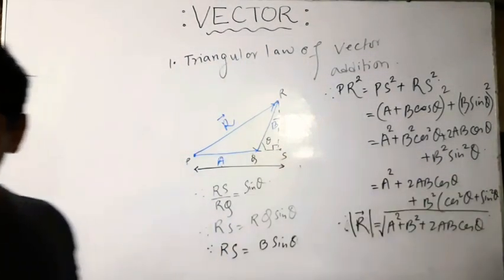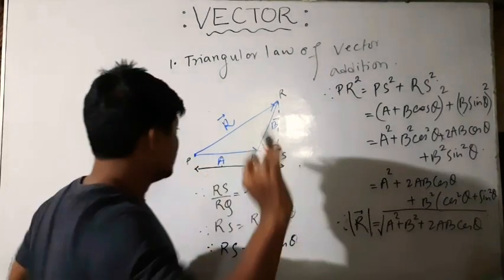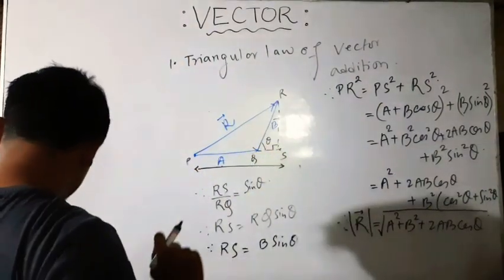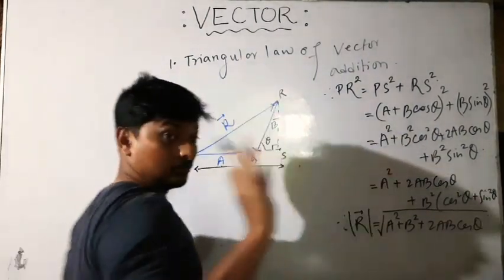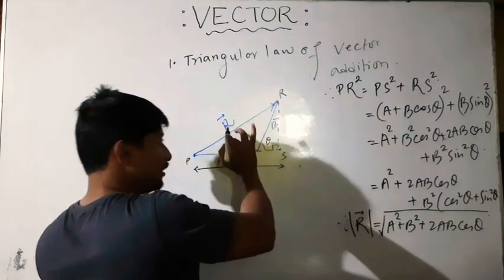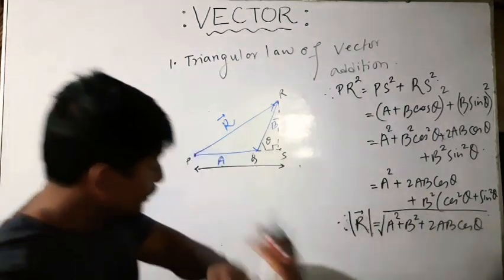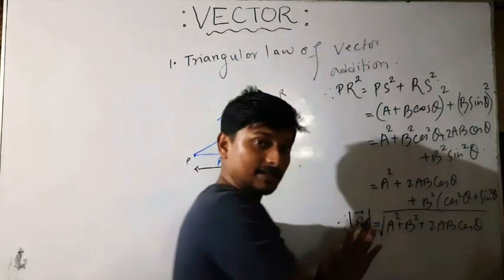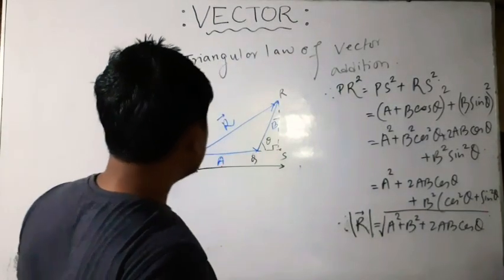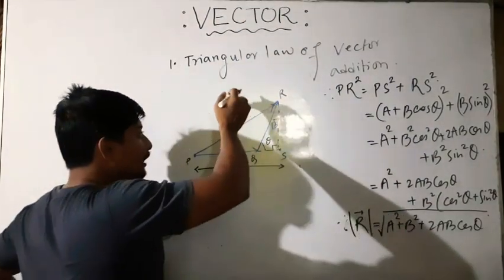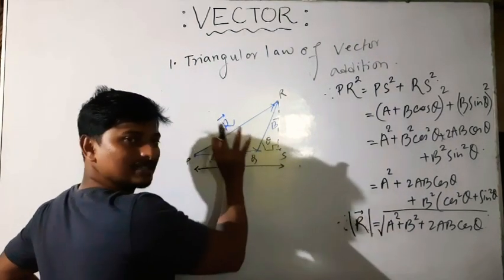Understood? Now, look. Using the triangular law, I already found out the direction in which the resultant is acting. I already found out the magnitude of the resultant. So, problem over. But here is a particular cheat here. Look at the cheat. You are seeing the direction, isn't it?